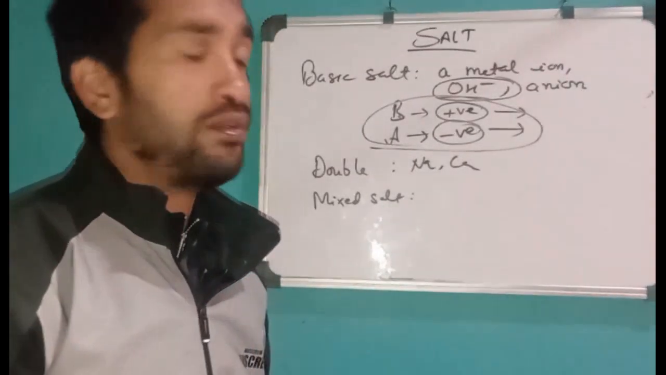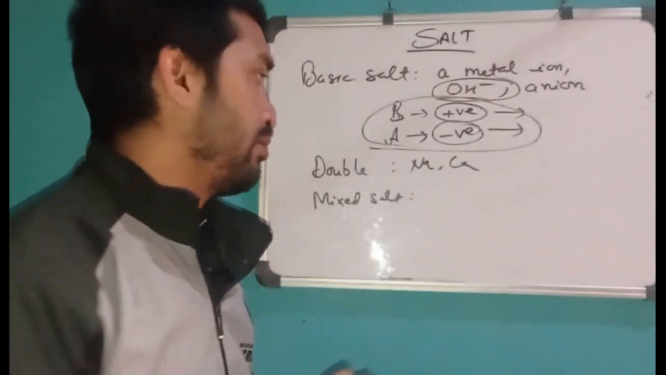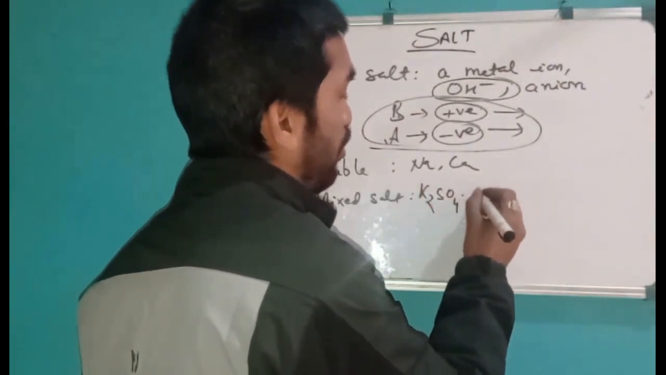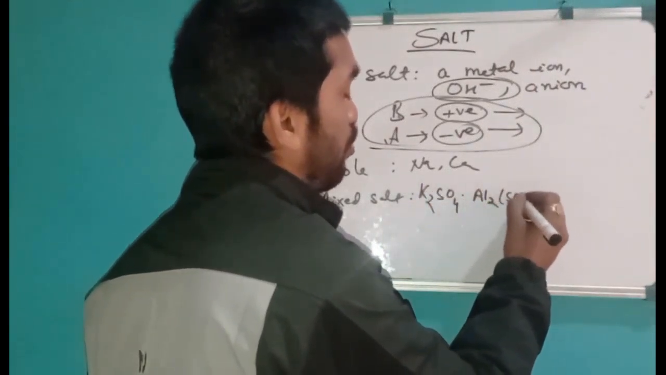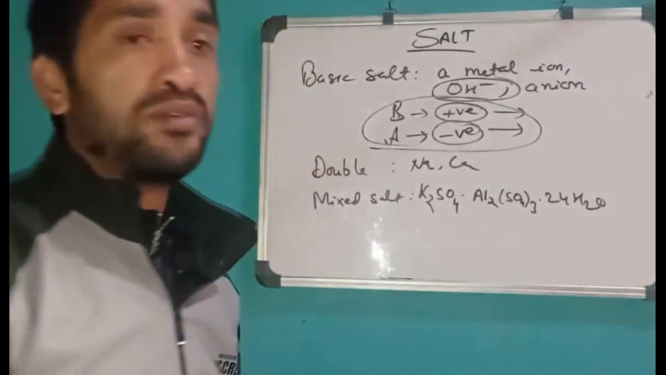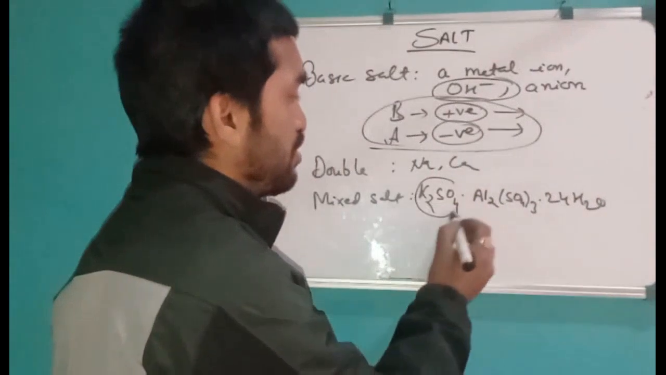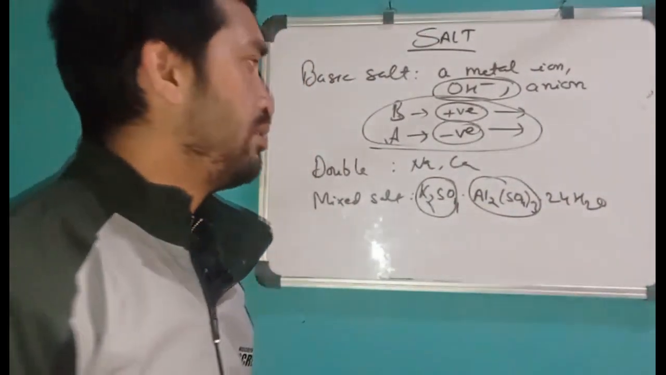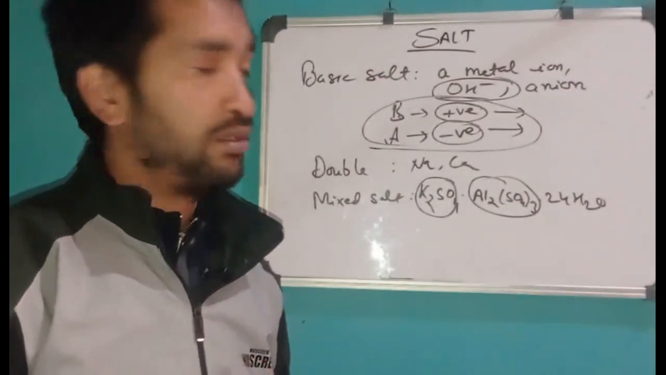And what is mixed salt? They are the mixture of two types of salt. Like suppose K2SO4 dot Al2(SO4)3 dot 24H2O. Now what you are observing here is one salt is this, another salt is this. So two types of salt are there. Mixed salt. Double salt means two types of ions.